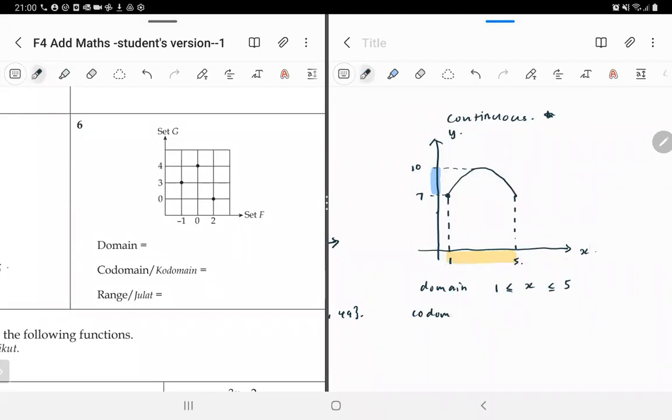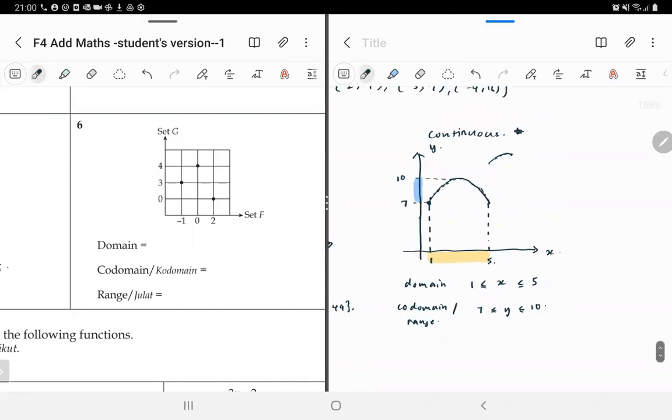So the codomain and the range are also the same, right? Because they are all mapped. A lot of dots, and then you can form a line. So between 7 to 10 are all mapped. So we can say the codomain is actually the same as the range. So the codomain or the range will be 7 less than or equal to y, less than or equal to 10. So the domain will be the horizontal value, and the codomain will be the vertical value.